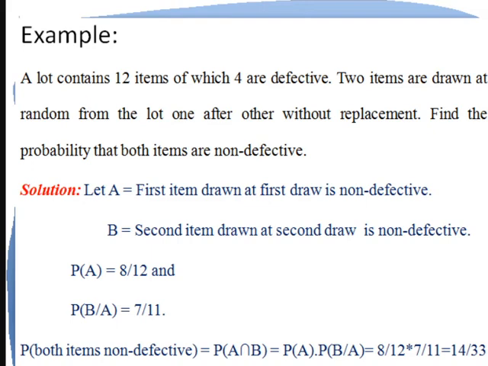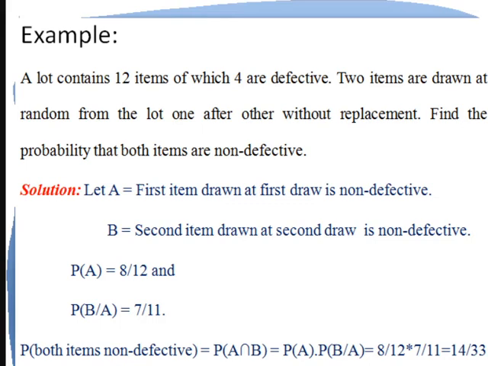A lot contains 12 items, of which 4 are defective. 2 items are drawn at random from the lot, one after the other without replacement. Find the probability that both items are non-defective. Now first we define two events. Event A is equal to what? First item drawn at first draw is non-defective, and event B is equal to second item drawn at second draw is non-defective.